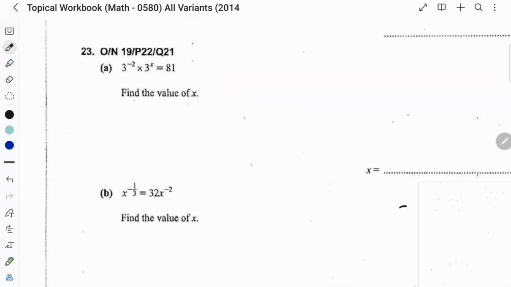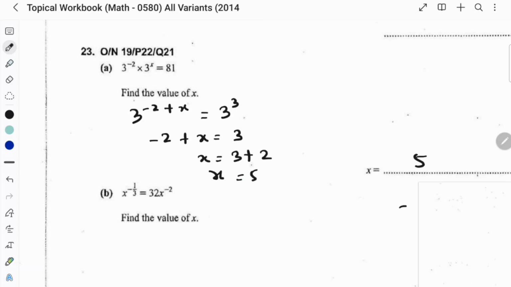Now solution of equation question. This is 3 to the power minus 2 plus x is equals to 3 cube. So minus 2 plus x is equals to 3, x equals to 3 plus 2, which is equals to 5. X equals to 5. Sorry, it's not that, 81 is 3 to the power 4. Okay, 81. 3 cube is 27. It is 3 to the power 4, because 9 times 9 is 81. 3 square into 3 square. So that is equals to 4, and 4 plus 2 is 6. 6 is the correct answer for this part.